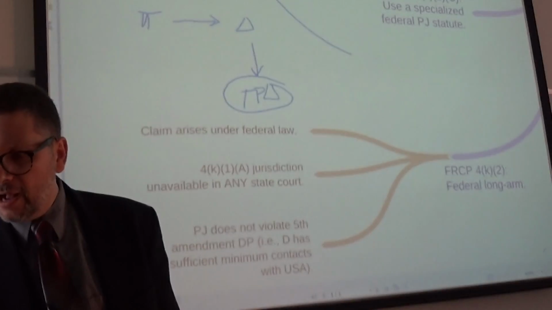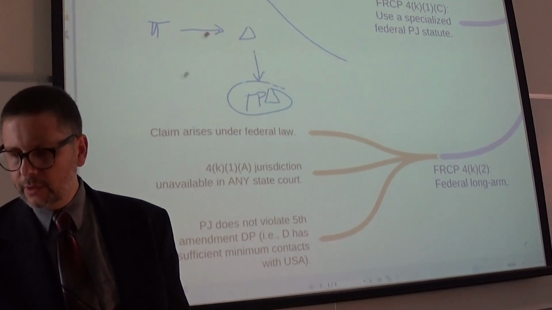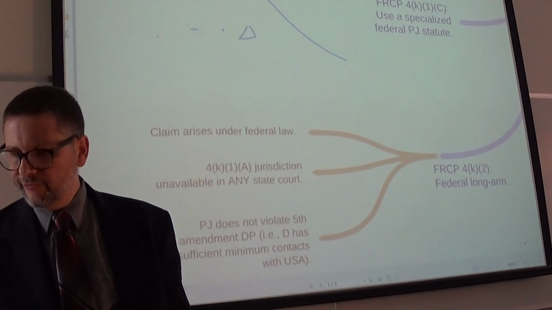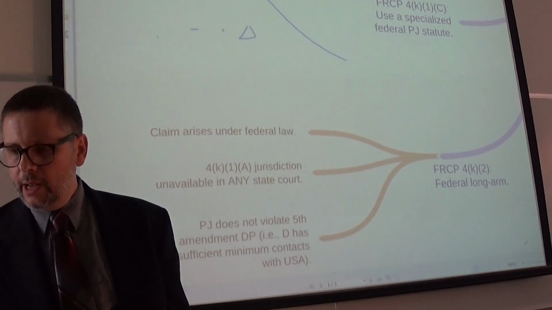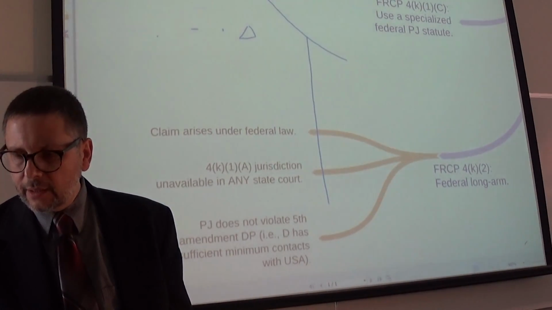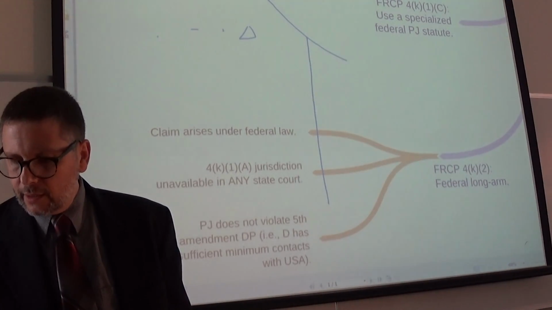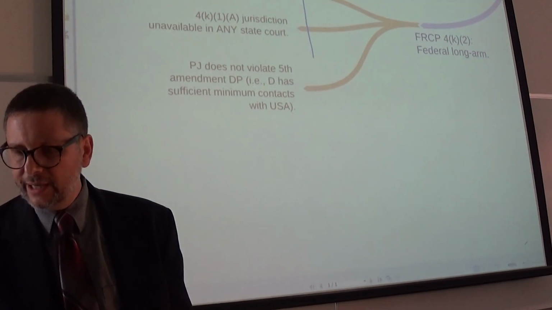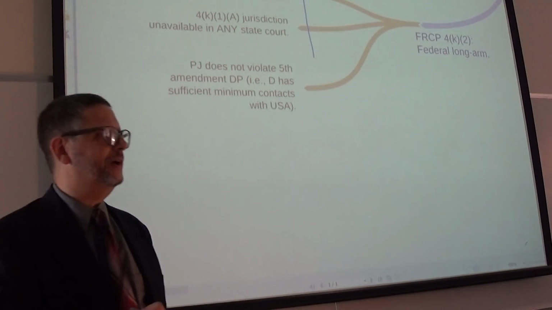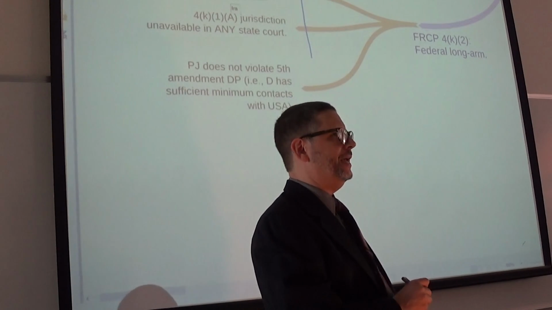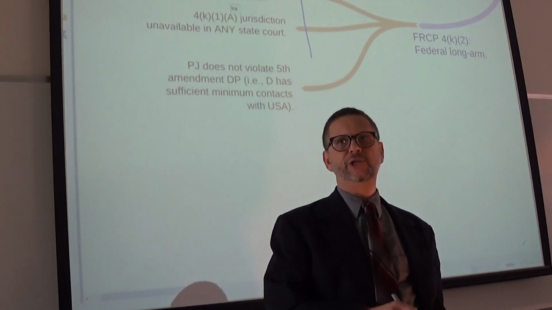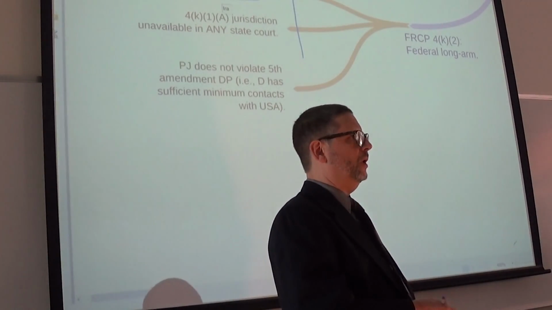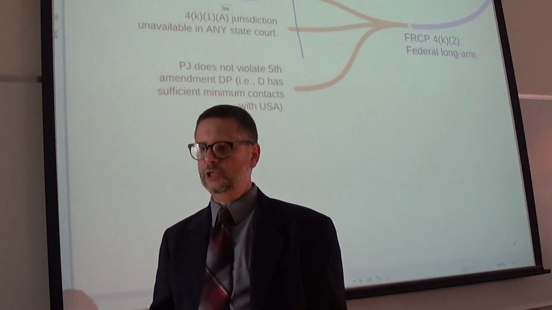However, we also have the federal long-arm statute, which applies very rarely, and requires three things. First, the claim has to arise under federal law. So it can't be a state contract claim, can't be a state negligence claim. It's got to be something asserted under federal law, say copyright law, patent law, federal discrimination, and so on.